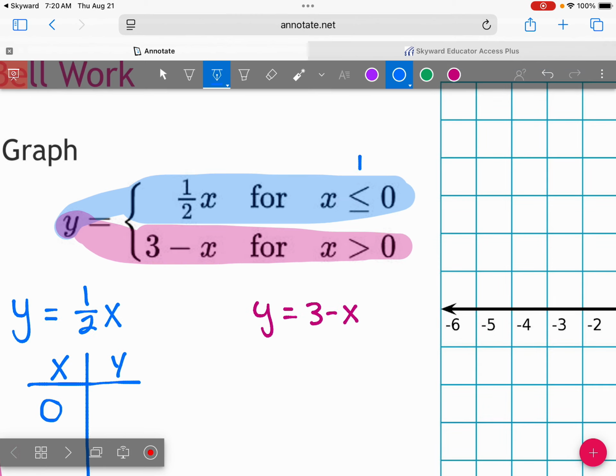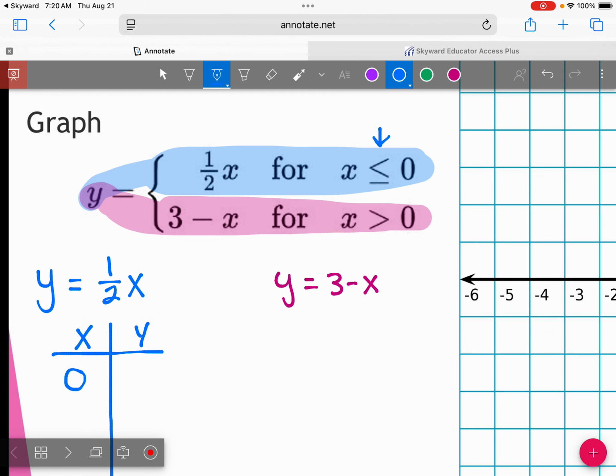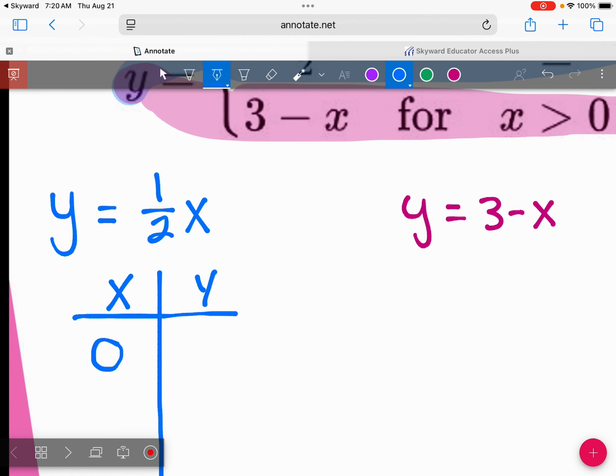Are we going to have a closed-in dot or an open circle on the blue line? Closed, because we have the equals to, just like we would do a solid line if it was a whole equation. This is going to be a closed circle, which I will usually either draw as a closed circle or write "closed" next to it because I have a tendency to forget something by the time I get over to the picture.